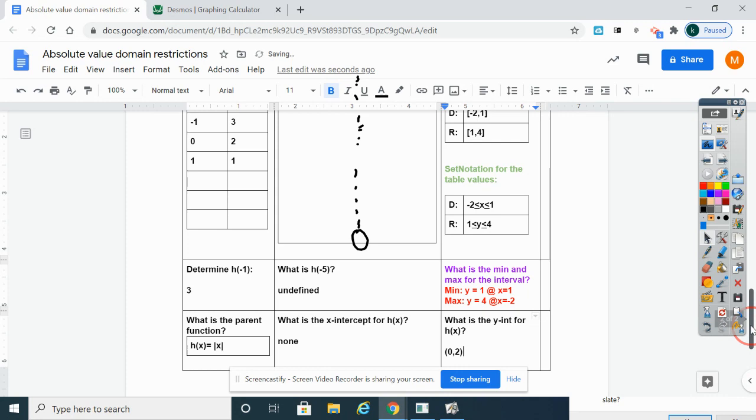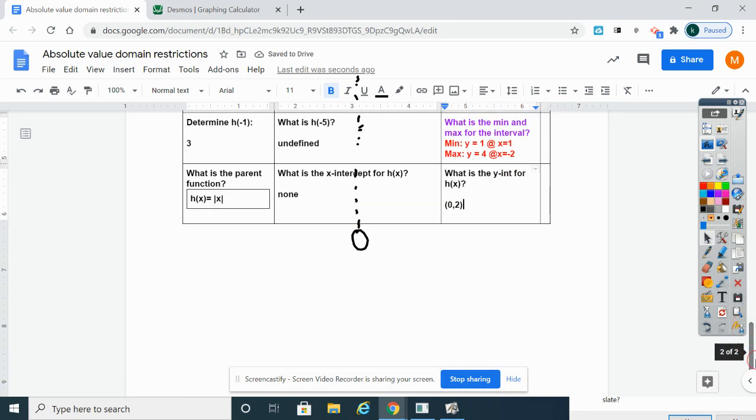There you go. That's finding the key attributes given that you have domain restrictions.